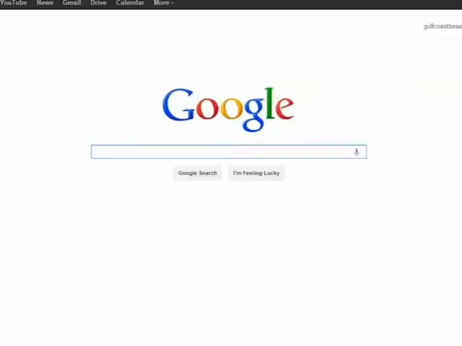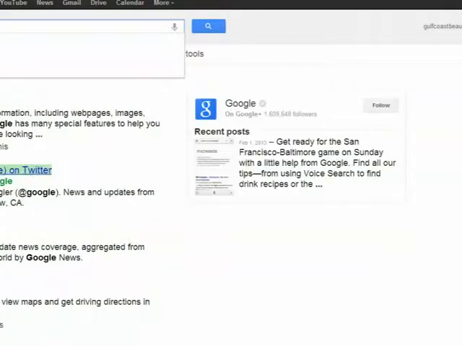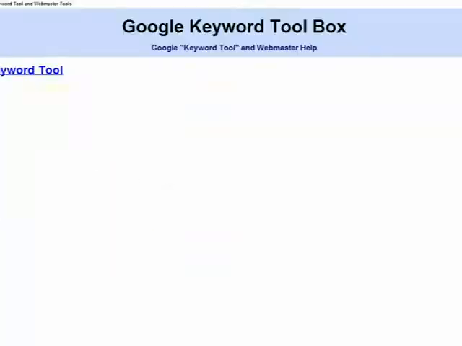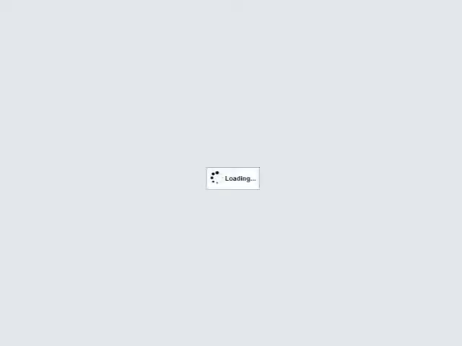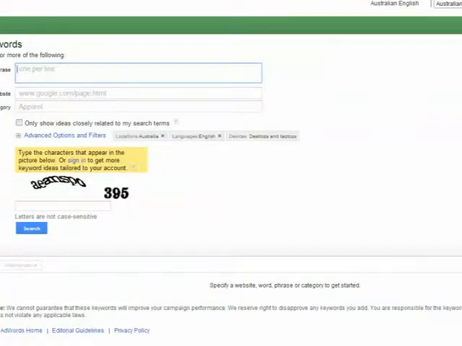Today I'd like to talk to you about looking at and analyzing keywords. The first thing we're going to do is go to the Google free keyword tool. It's usually the first or second position on Google. We're going to log in, and sign in with our Google account.